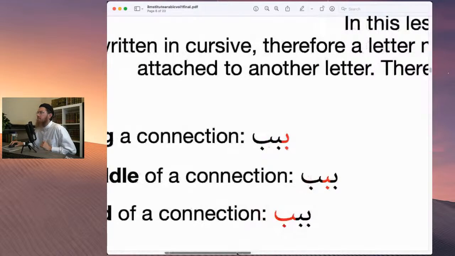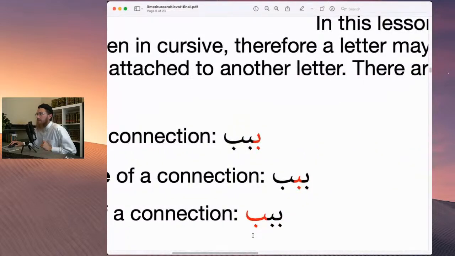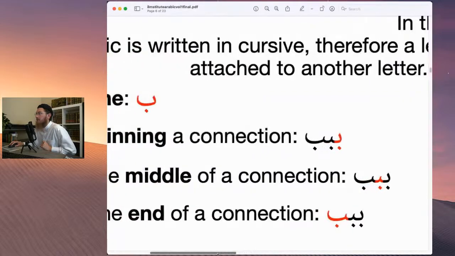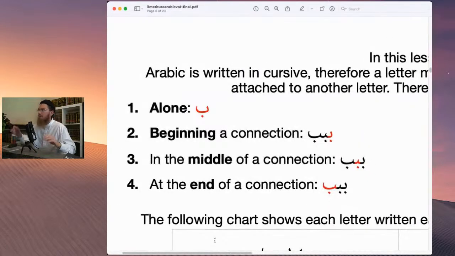And then you also need to know what it looks like at the end of a connection. There might be a letter before it, but not a letter after it. You can see it looks similar to how it did when it was by itself. So this isn't something mind-blowingly complicated. It's pretty simple and straightforward. However, it's important for you to understand that Arabic is written in cursive.